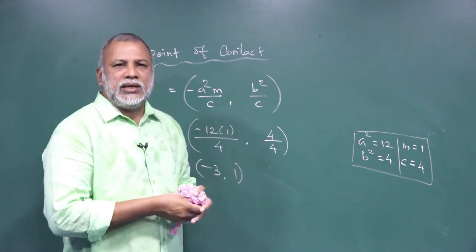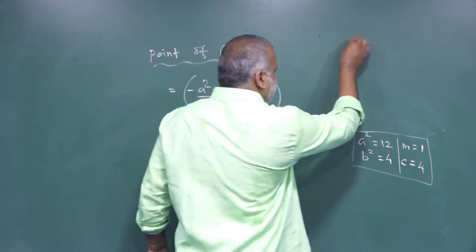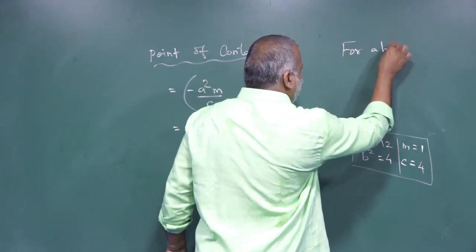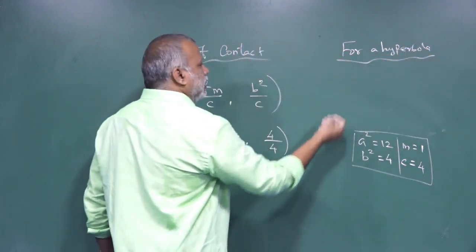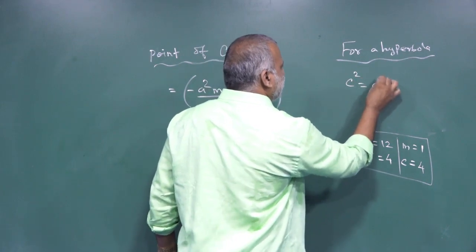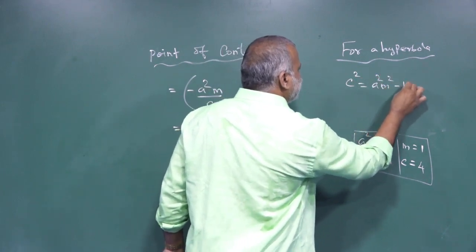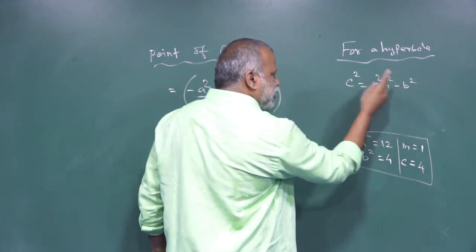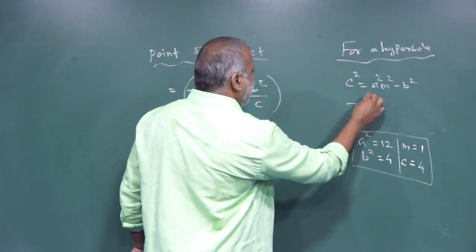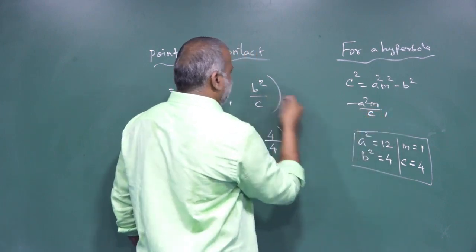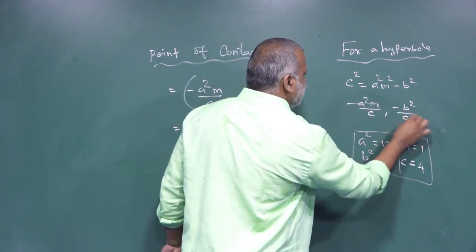Simply you can recall the results. For a hyperbola, just to recall, what is the condition? c squared equals a squared m squared minus b squared, instead of plus b squared as for an ellipse. Then the point of contact is minus a squared m by c, comma minus b squared by c.